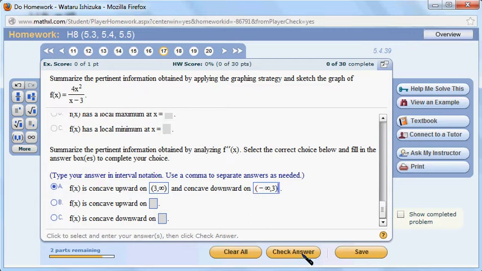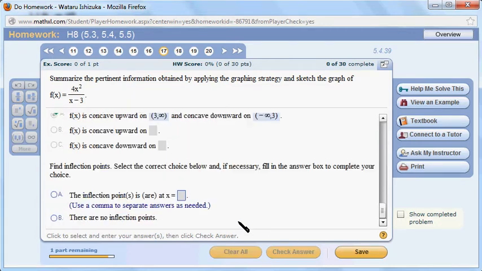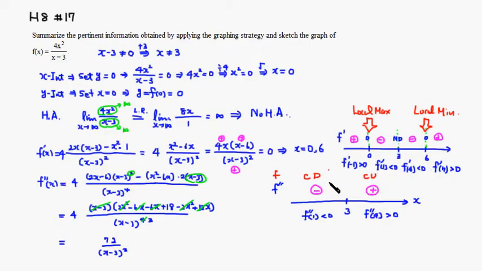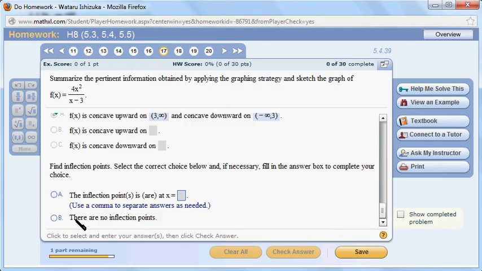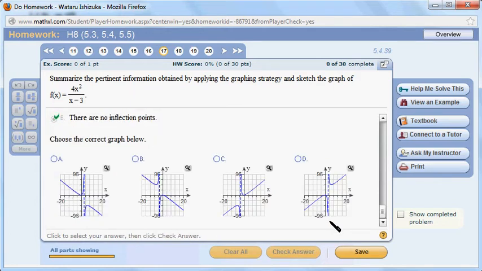So let's check the answer. We got that. Then find the inflection point. We know that concavity changes at x equals 3, and we are tempted to say there's an inflection point there, but 3 is not included in the domain, so there is no inflection point. So we got that.